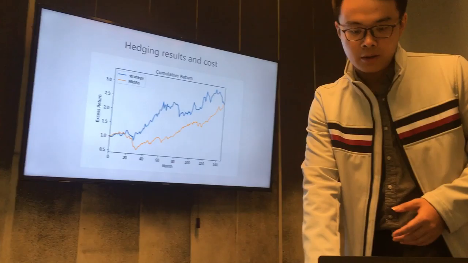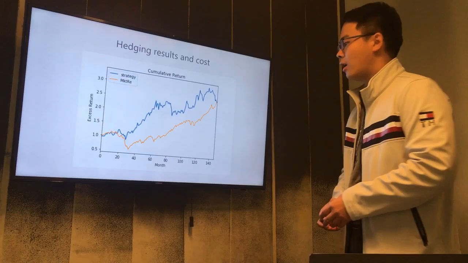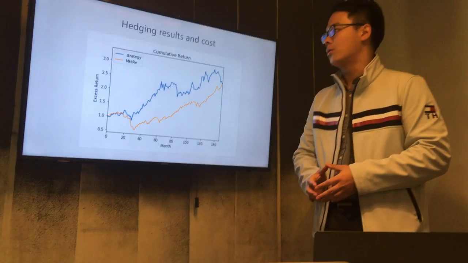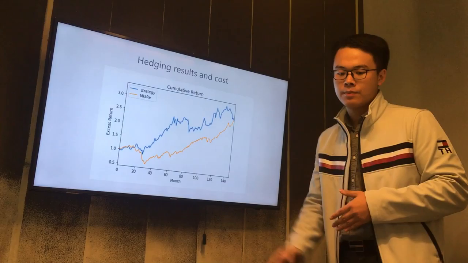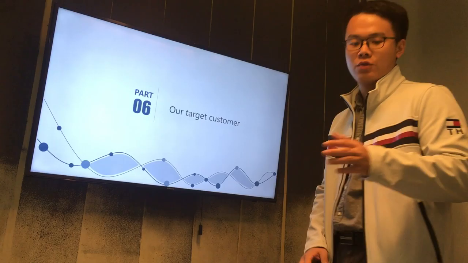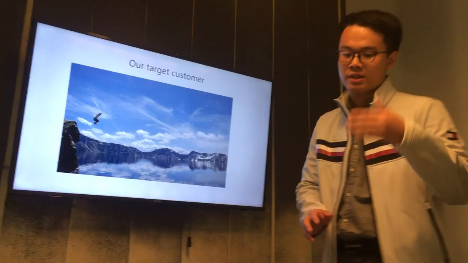Our portfolio has slightly more volatility than the market, but it has a higher average monthly return. And this is our cumulative return. As we can see, when the economy is in recession, our portfolio does better, and we are confident that this will work in the future because it was proven by the financial crisis.